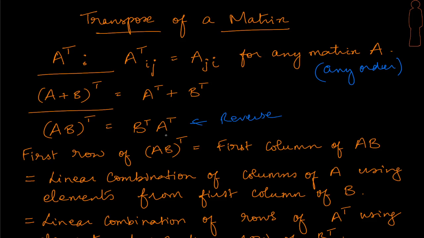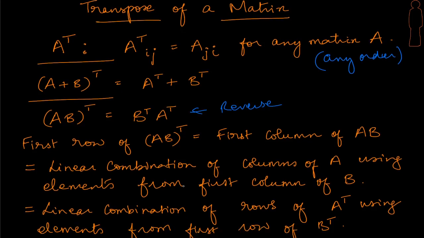Let's try and prove this, and we are just going to look at our column view and row view of multiplication in order to prove this. What is the first row of the product transpose? The first row of the product's transpose is obviously the first column of the product AB. The first column of AB is nothing but a linear combination of the columns of A using the first column of B. How do we know this? We know this from the column view of multiplication.